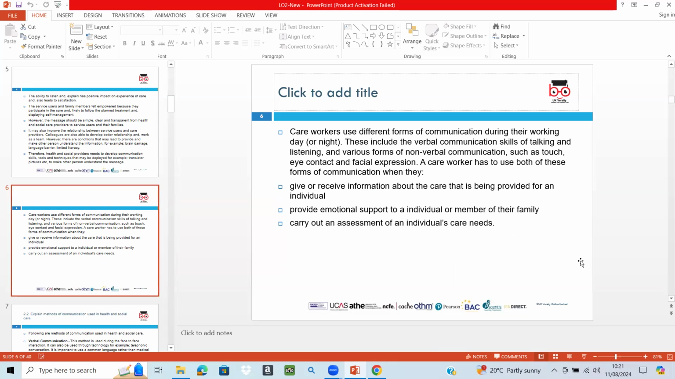Here, for example, they are giving us an example of care workers using different forms of communication during their working day or night. These include verbal communication, skills of talking, listening, and various forms of non-verbal communication such as touch, eye contact, and facial expression. So we have discussed that non-verbal communication is also very important. It's not only related with the service user. We also have to notice some forms of non-verbal communication by the service user.